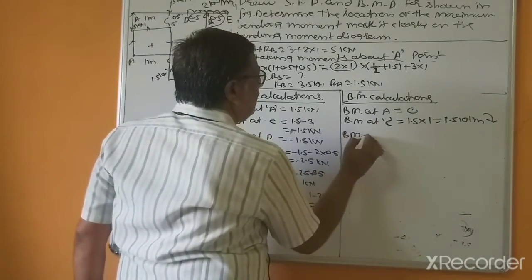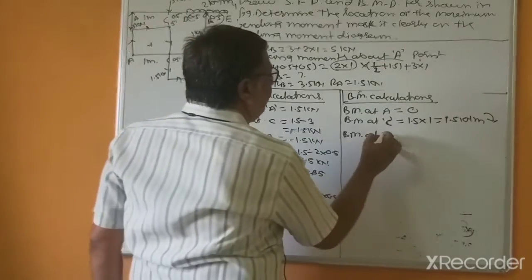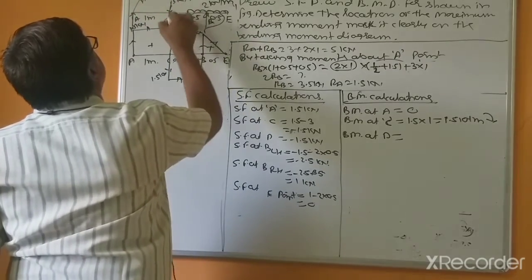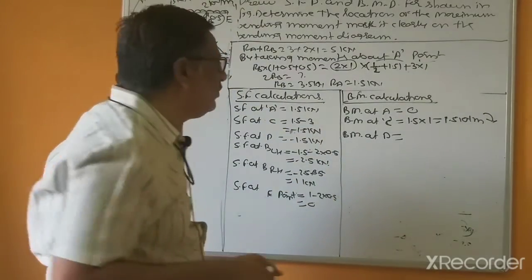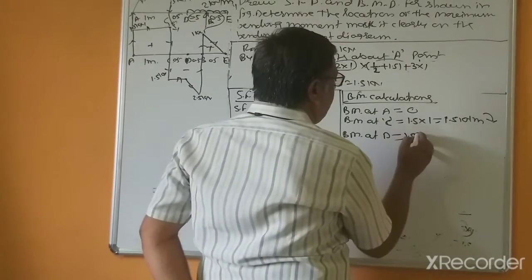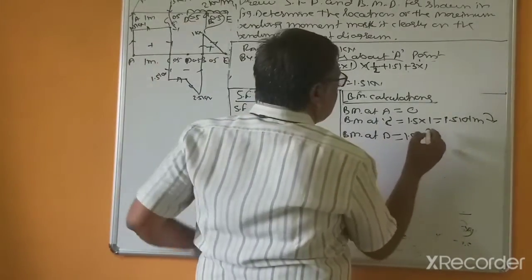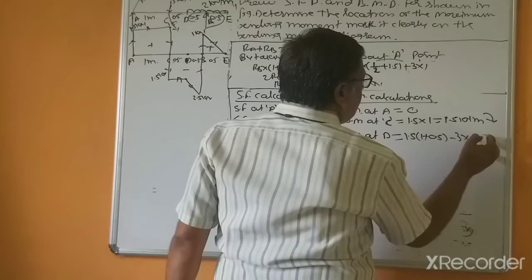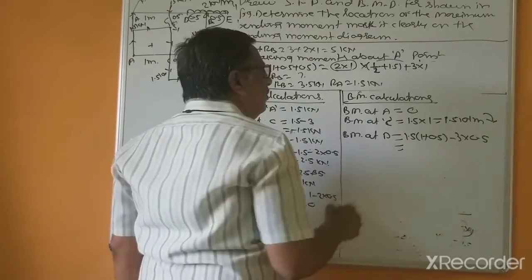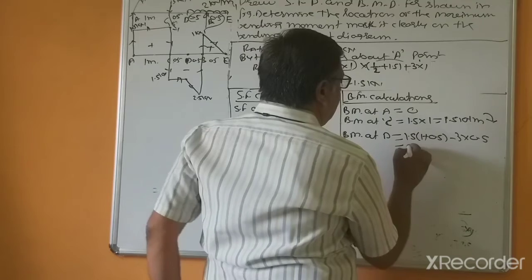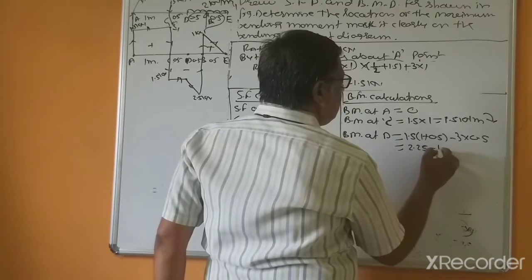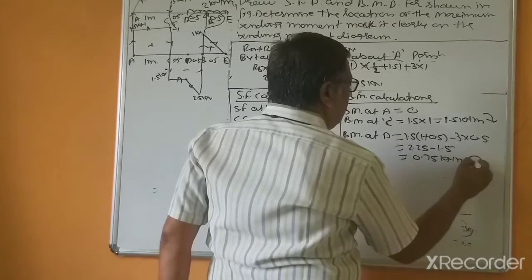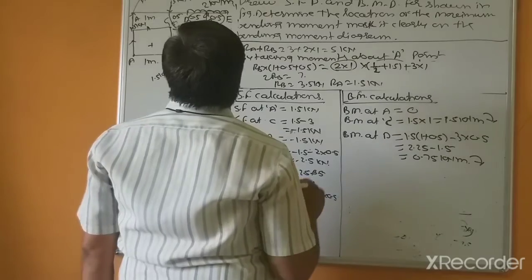Next, bending moment at D point. Now there are two moments: one is clockwise and one is anti-clockwise. Clockwise moment is 1.5 multiplied by 1 plus distance 0.5, and this anti-clockwise moment is 3 into 0.5. 1.5, this is 2.25 minus 1.5, 0.75 kilonewton meter.